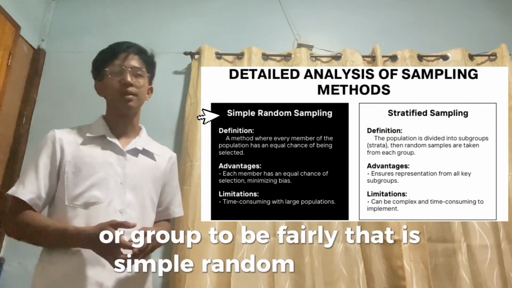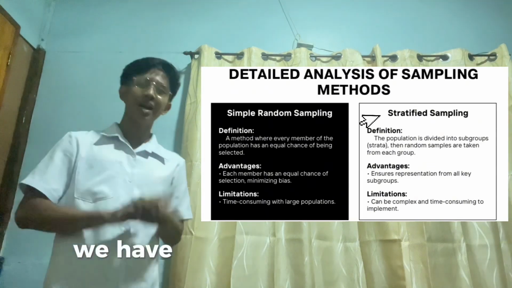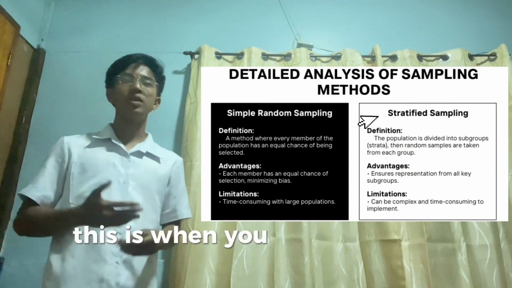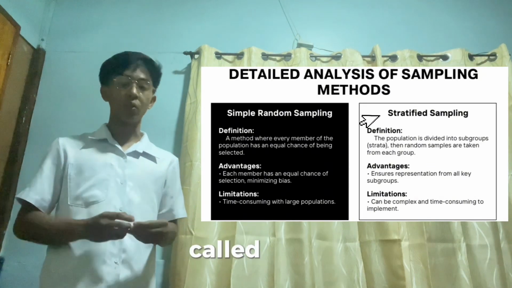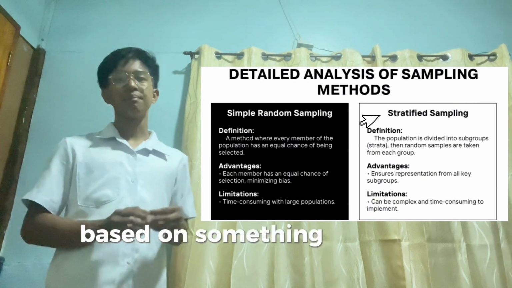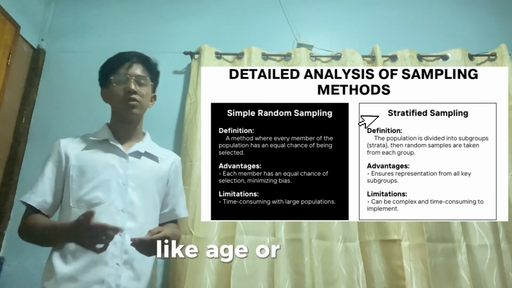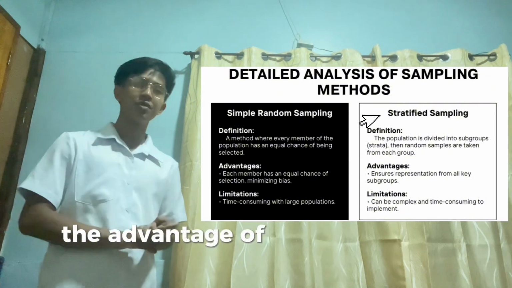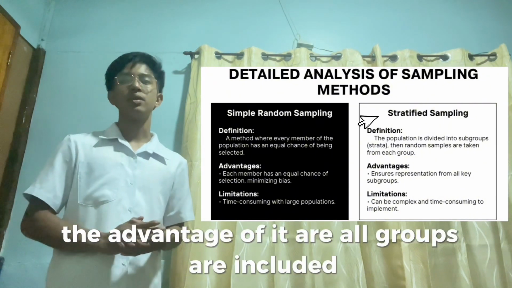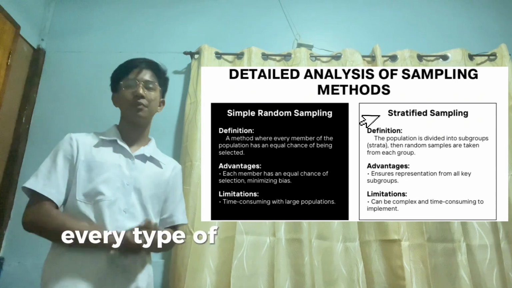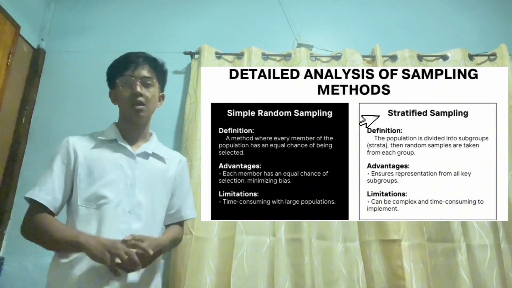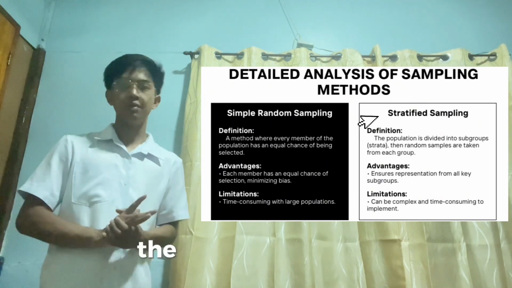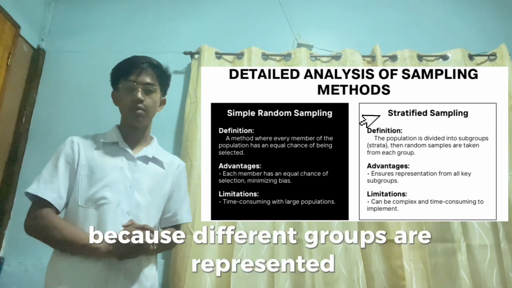That is simple random sampling. Next we have stratified sampling. This is when you divide a group into smaller groups called strata, based on something they have in common, like age or gender. Then you randomly pick people from each group. The advantages are that all groups are included. It makes sure every type of person is part of the sample. Number two, it is more accurate. The results are better because different groups are represented.